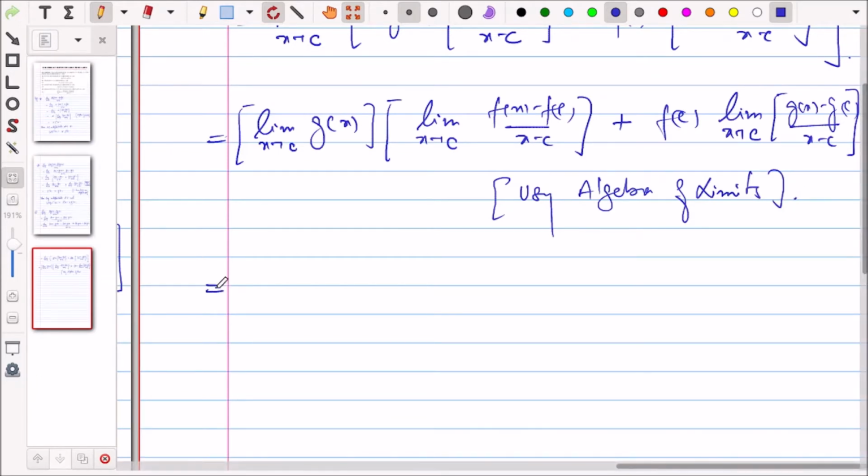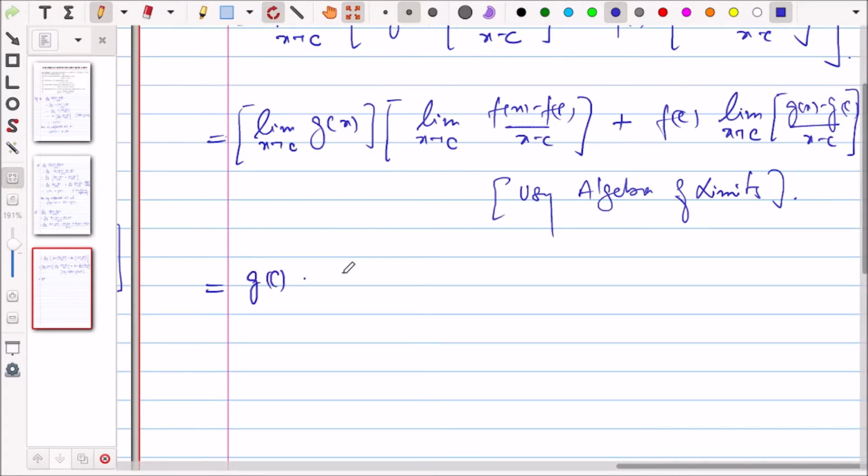Now what about this? What will be this limit? g dash c? No, this limit is g of c. Why? Not g dash c, क्यों आएगा बेटा? Limit x tends to c of g(x), sorry, so g of c. Why? Because g is differentiable, so limit exists. नहीं, डिफरेंशिएबिलिटी से नहीं आता. डिफरेंशिएबिलिटी implies continuity, और continuity से ये लिमिट एग्जिस्ट करेगी. ओके, ठीक है. So this is your g of c.